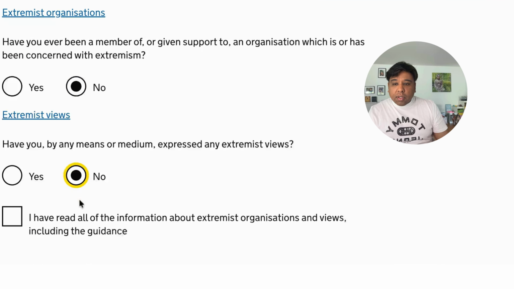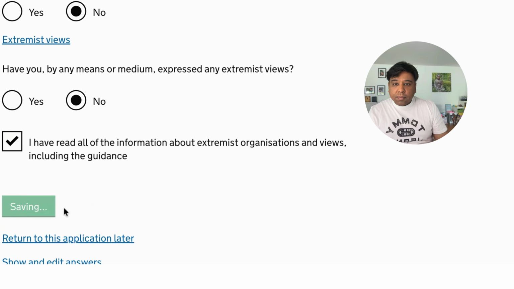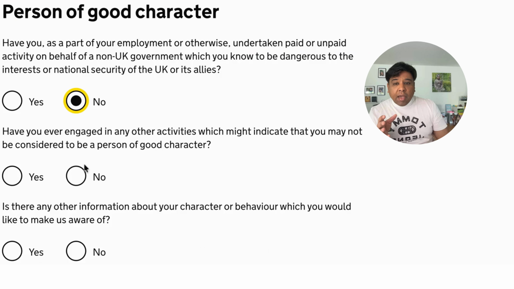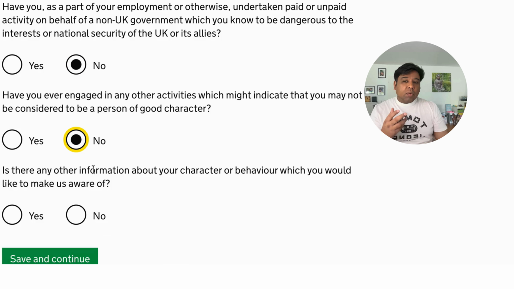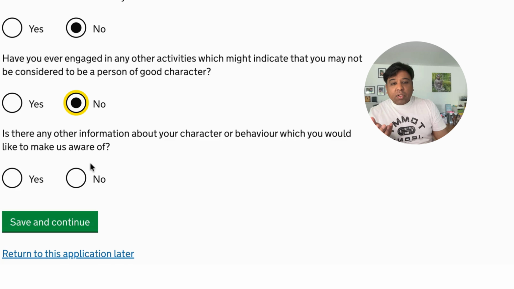Extremist views? The answer is no. Have you ever engaged in activities which might indicate you may not be a person of good character? For example, you were arrested or you've done something. There is a clear guidance on good character. Is there any other information that you want us to be aware of?